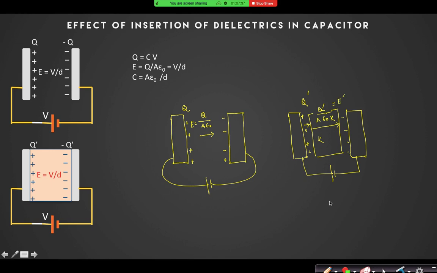Now if I ask you, the separation remains the same, the separation is not changed, yes or no? Also the voltage remains the same. Now what is the potential difference between these two points? Same. In terms of E prime, what will you write now? Is it only E prime into D, or are you going to write something else? Yes, sir, E prime into D.